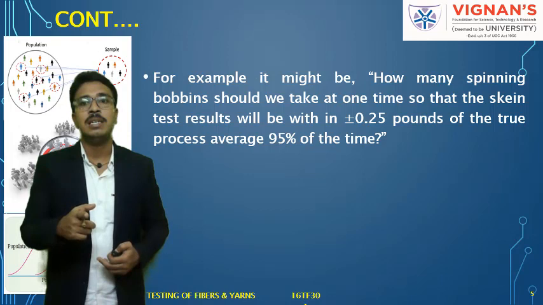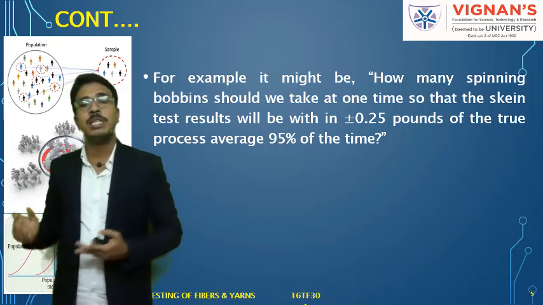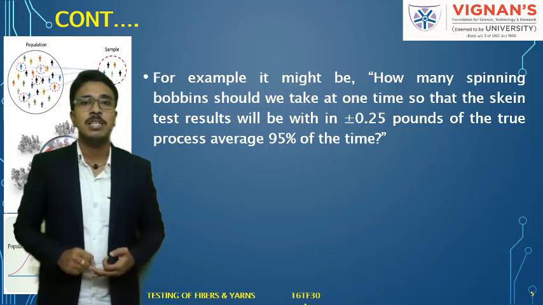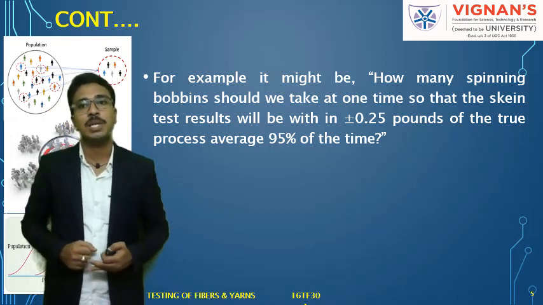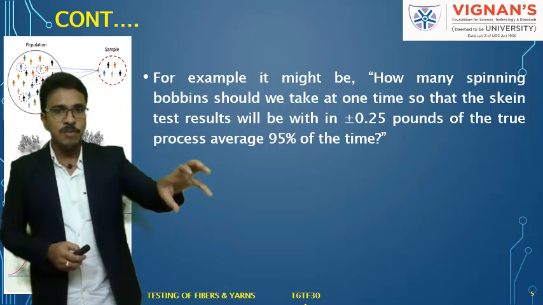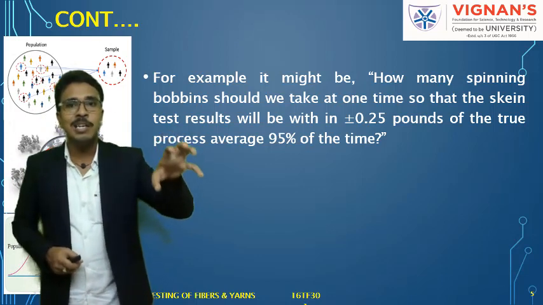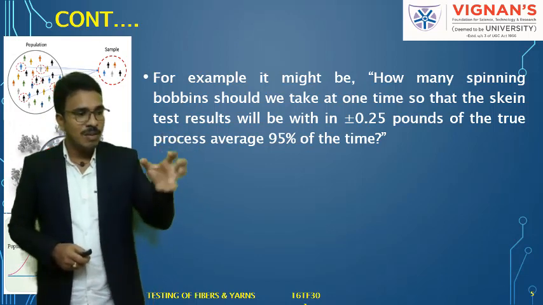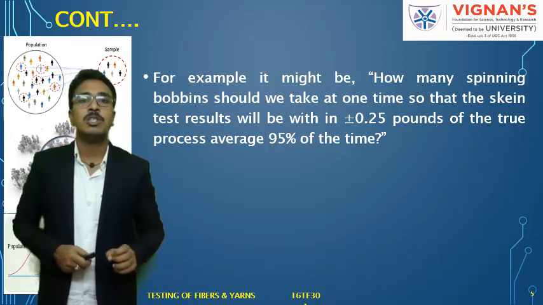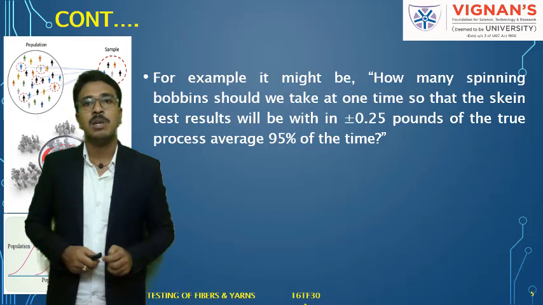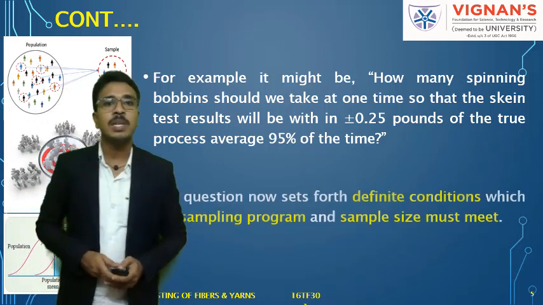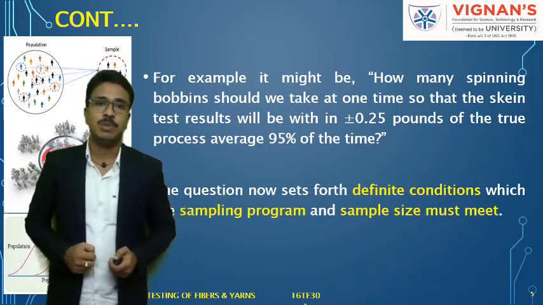Then we will proceed with the rest of the things. Again I am just reading this example, so try to understand carefully. How many spinning bobbins? If you test this many spinning bobbins, say for example 100, whatever test results you get should be within plus or minus 0.25 pounds of the process average. Understand? So the question is now set forth.